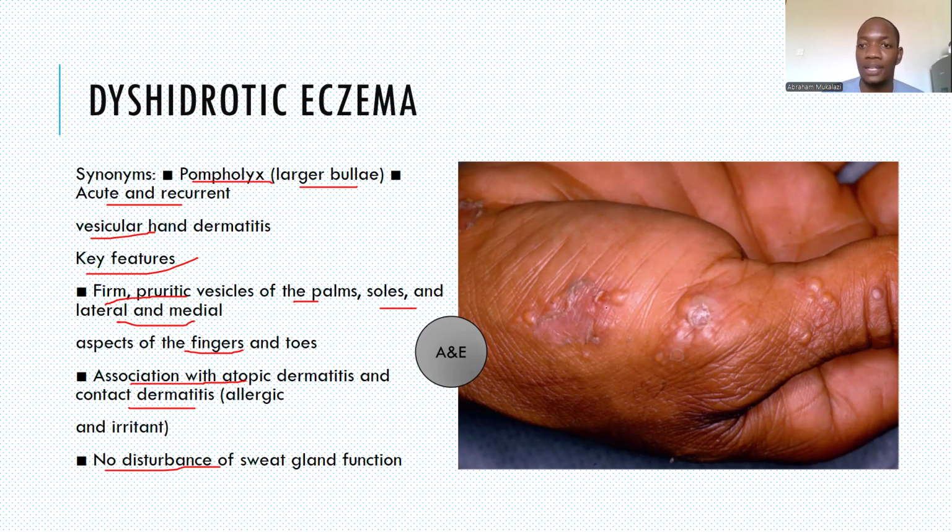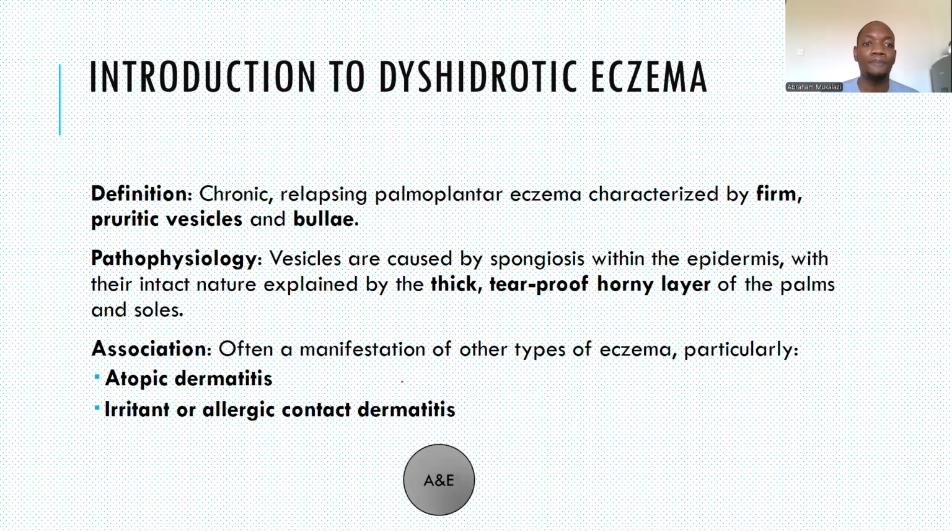In the picture I put here at the side, you see these deep-seated vesicles, some of them coalescing to form a plaque, located on the lateral margins of the fingers, and sometimes on the palms, like you can see around here, and another one there. Those are the deep-seated vesicles we usually see in dyshidrotic eczema. Usually they're very, very pruritic. Then we define it as a chronic relapsing palmoplantar eczema characterized by firm pruritic vesicles and bullae.